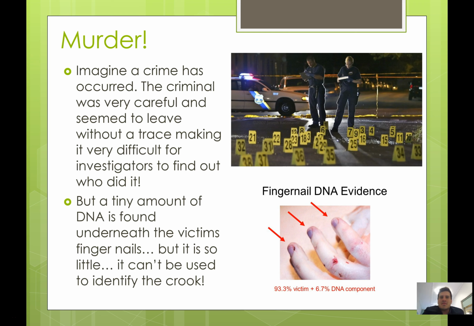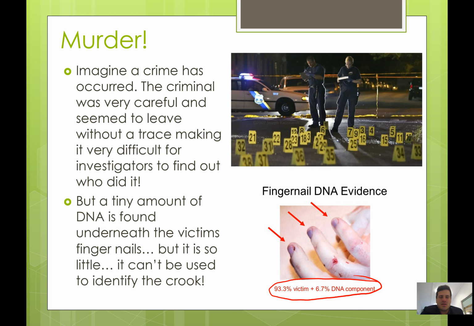All right, so let's imagine there was a murder, okay? Imagine a crime had occurred. The criminal was very careful and seemed to leave without a trace, making it very difficult for the investigators to find out who did it. But we found a tiny amount of DNA underneath the victim's fingernails. But it's so little, it can't be really used to identify the crook, right? So for example, here we can see 93% of the DNA is victim and 6.7% DNA component of tiny little quantities of things underneath the fingernail.